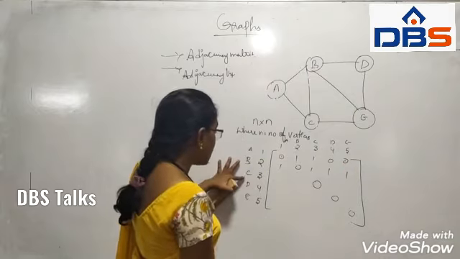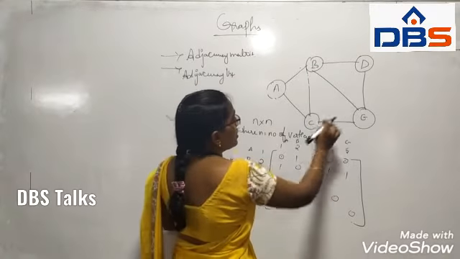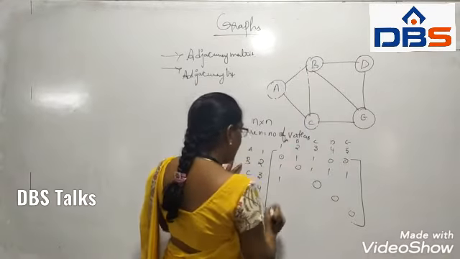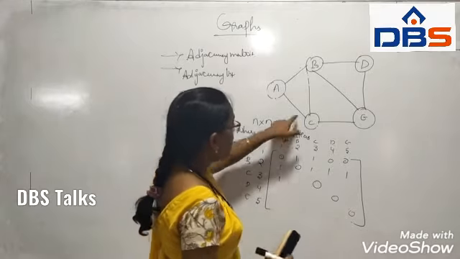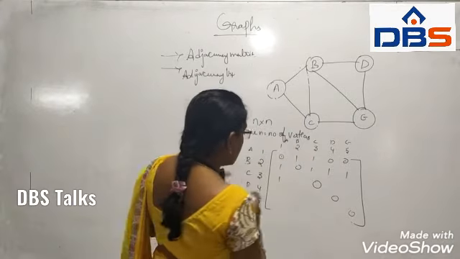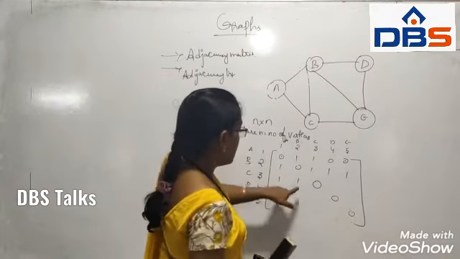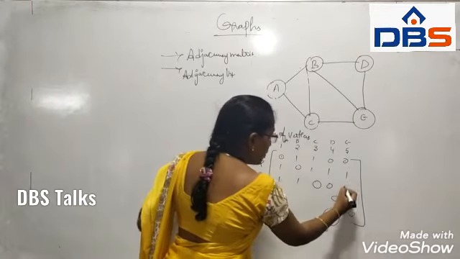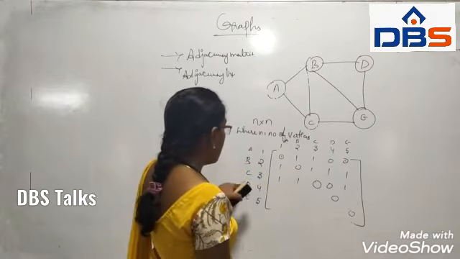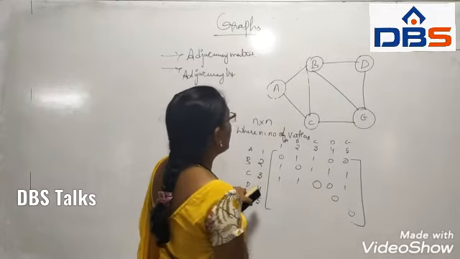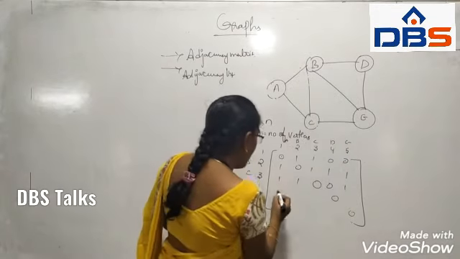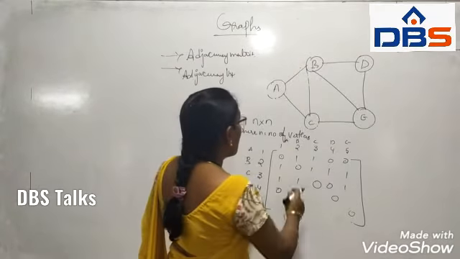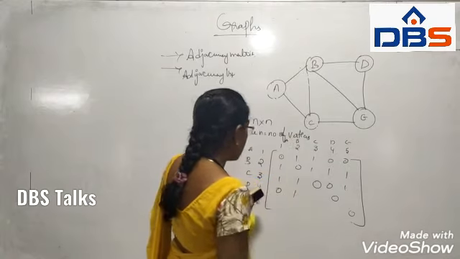Next, from C to A we have one link. Then C to B also we have. C to D we don't have a direct link. C to E we have one link. Then from D to A we don't have a link. D to B we have one link.